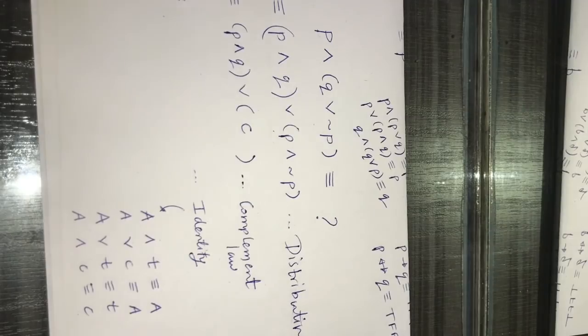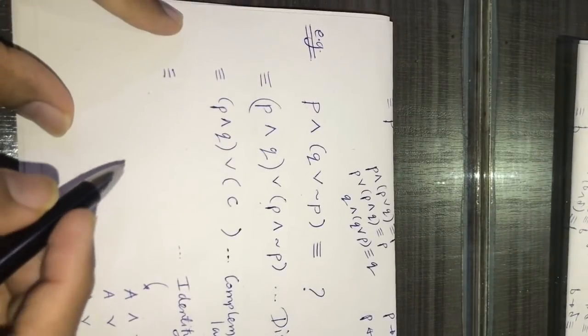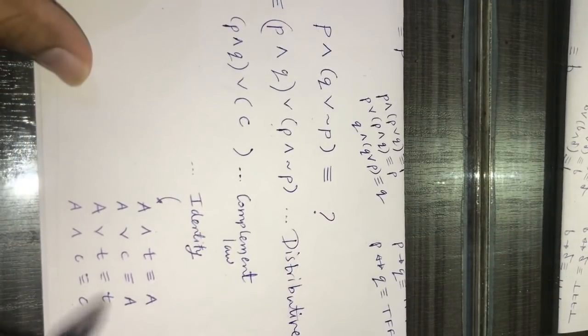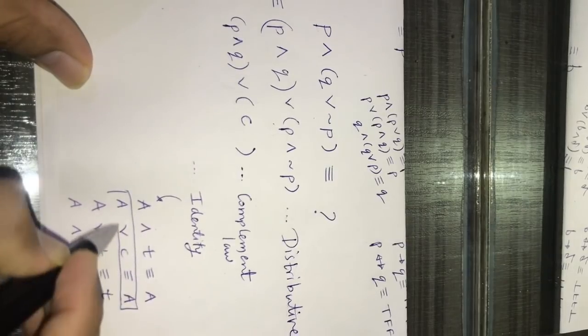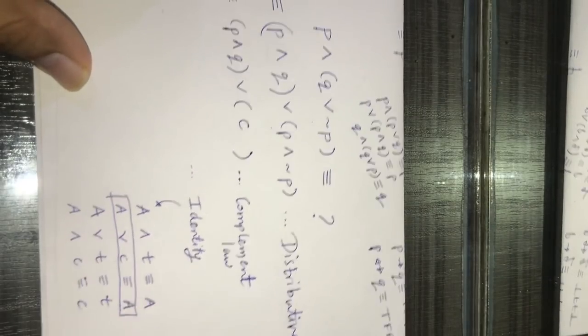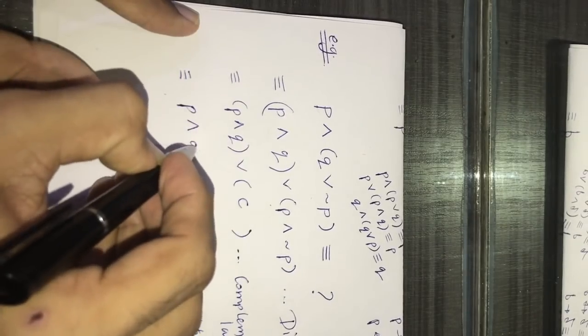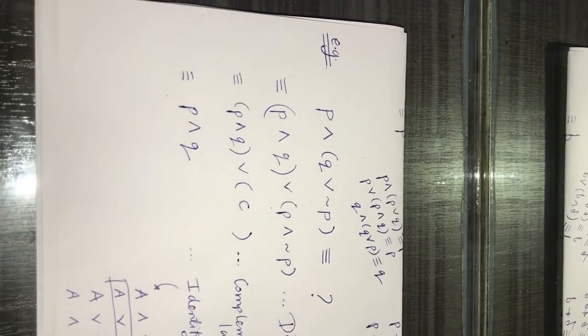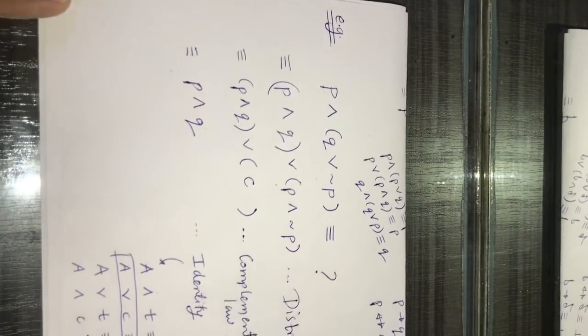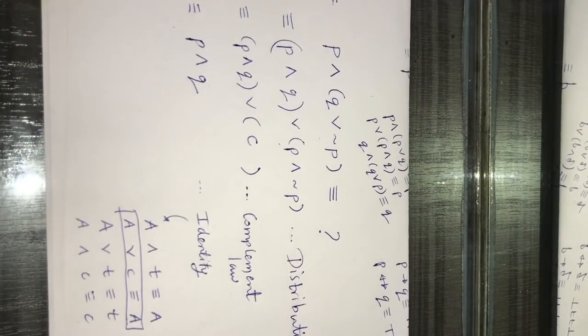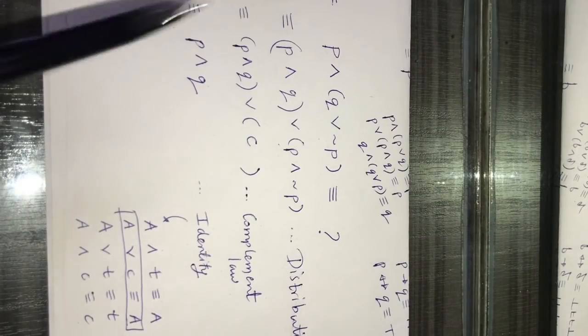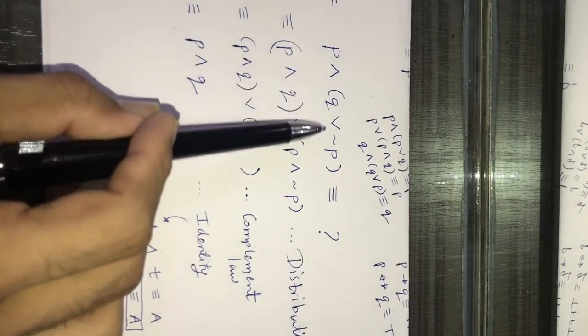Right? Okay. So in this scenario, we are going to use the second one over here. A or contradiction is A. So P and Q or contradiction is P and Q. So that's the simplified version, right? So this is the entire sum in front of you. We have to simplify P and Q or negation P.